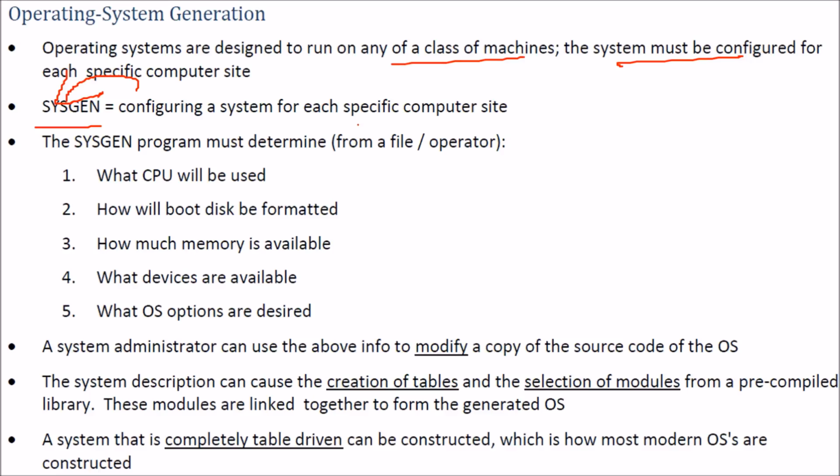Okay, so the sysgen program must determine what CPU will be used, what will be the boot disk, how it will be formatted, how much memory is available, what devices are available, and the OS options that are desired. Okay, so this is the operating system generation concepts.